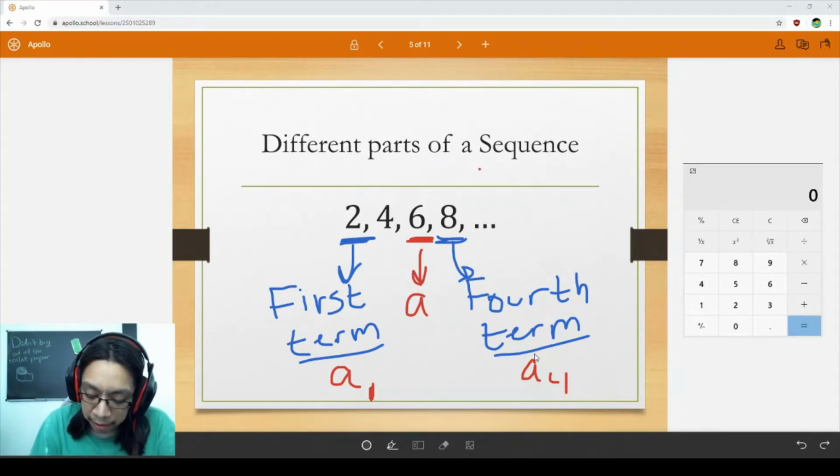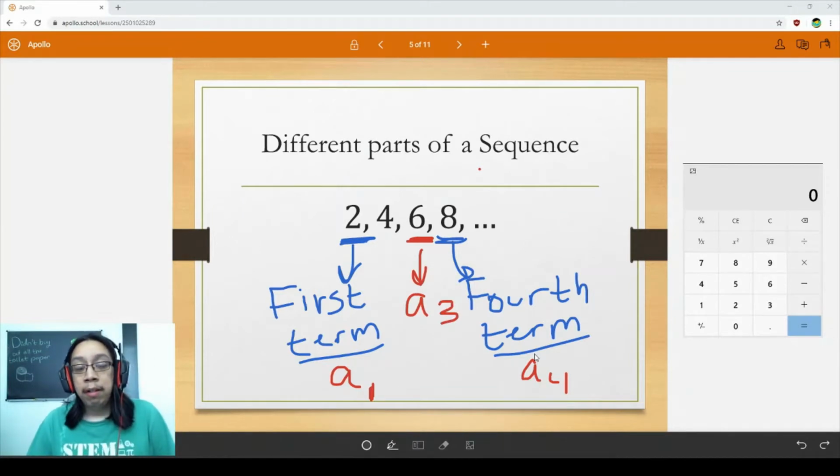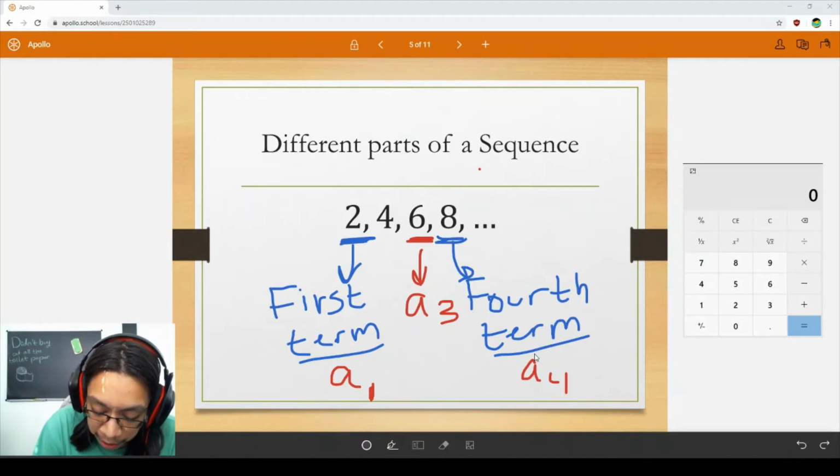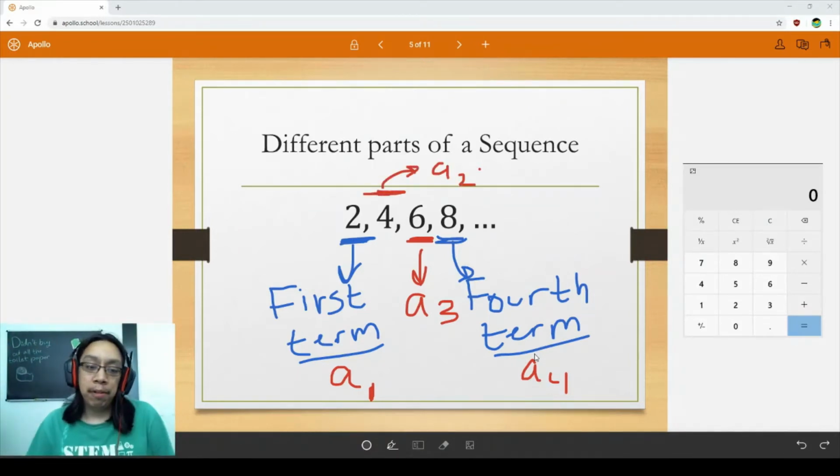Oops, that's an ugly 3. Sub 3. That number 4, it's the second number in my list. So you would say that that number 4 is a sub 2. It's the second number, okay? So just keep that in mind whenever you're seeing these types of symbols.